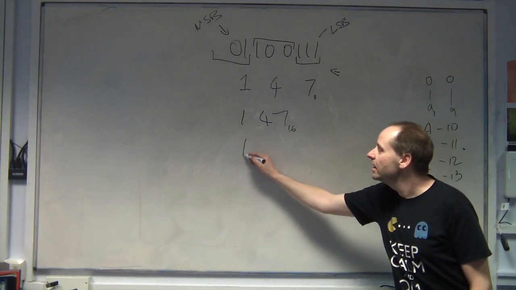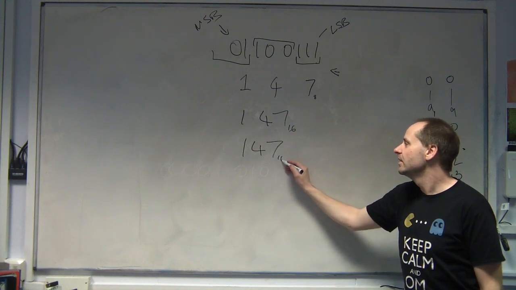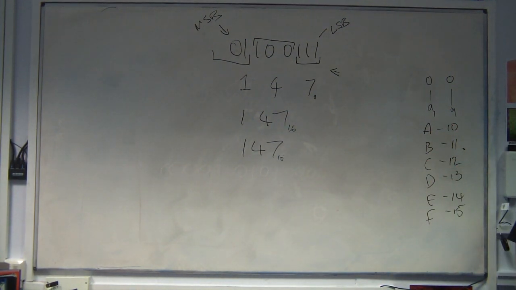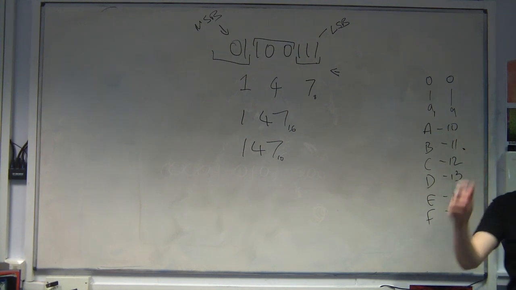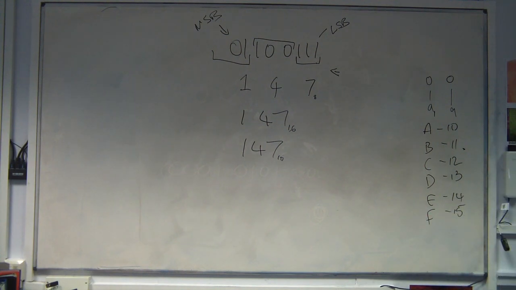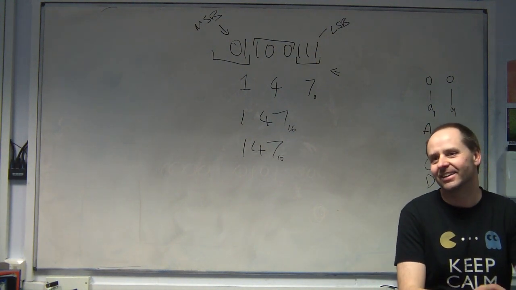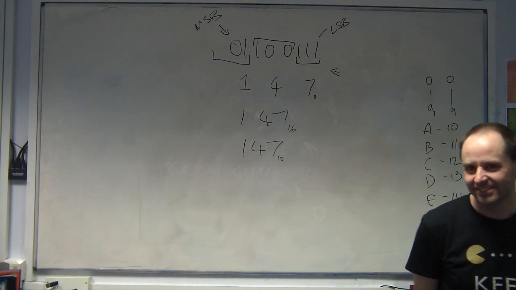Or it could be, and don't get thrown by this, well, you will if I do that, 10, base 10, decimal. 147! They don't say that in snooker, do they? That's darts. Darts, and they go, 180! They don't go, 147 maximum break achieved. Do they? They just clap.